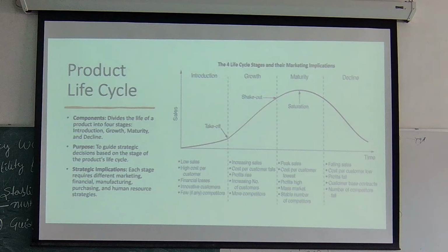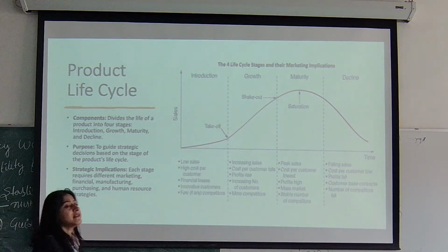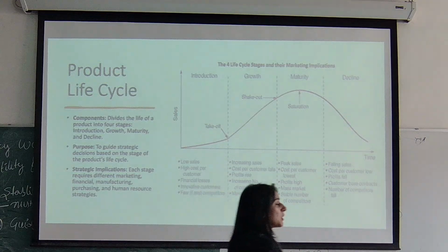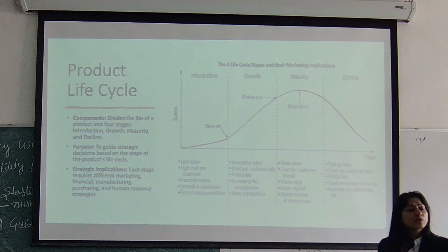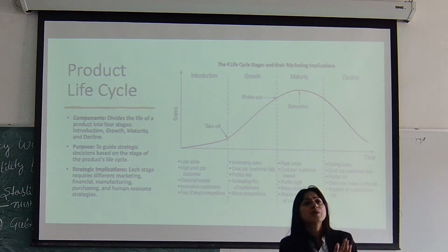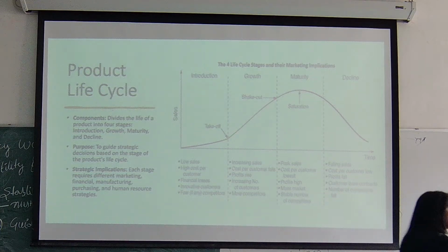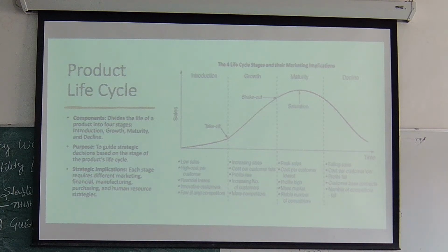Then product life cycle. What do you understand by product life cycle? Like humans, any product has a life cycle: introduction, growth, maturity and decline. When any product is introduced, when it is new in the market, ads come for it. So you understand how ads are billed and costed. It is about how many customers are hitting.